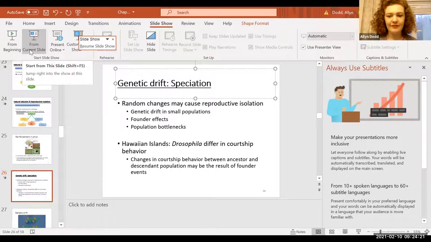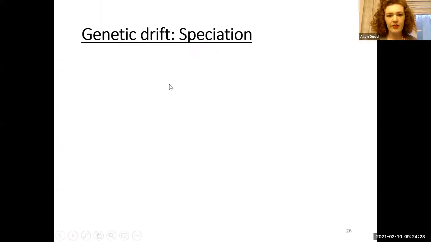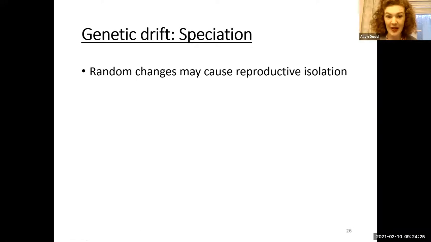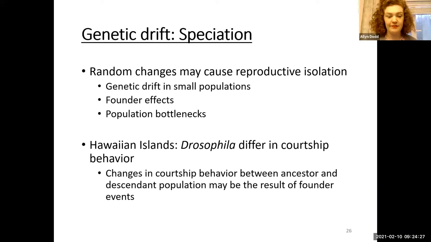Yay! Okay, so let's talk about genetic drift and how it gives rise to speciation. Genetic drift is super cool. So what is genetic drift? Genetic drift is essentially a random event that gives rise to reproductive isolation, okay? A couple of things are important to remember. Genetic drift is more likely to occur in small populations.